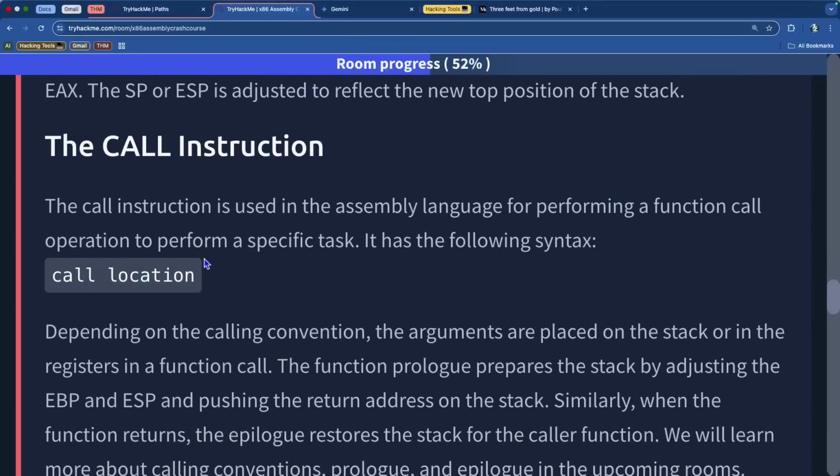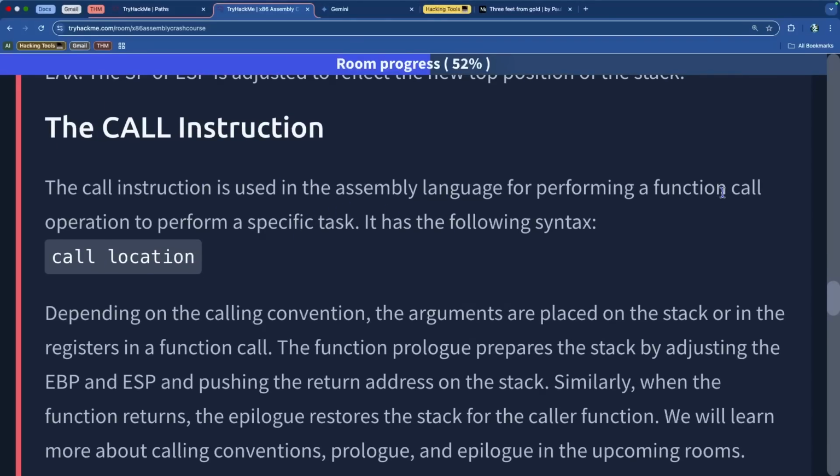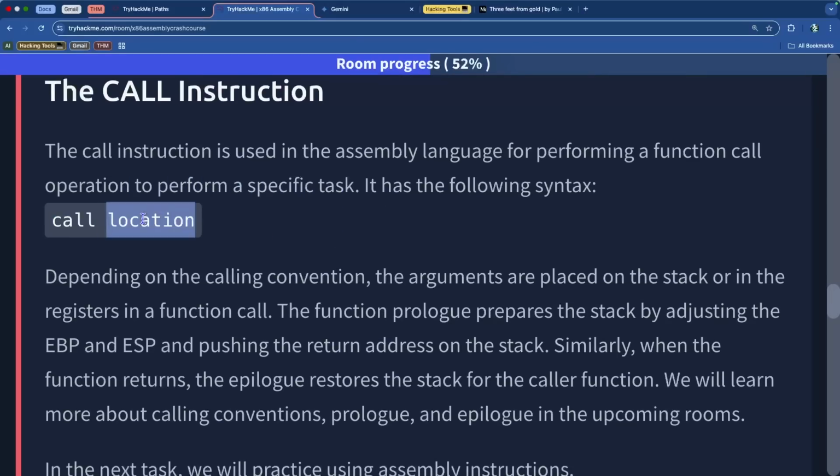The call instruction is used in the assembly language for performing a function call operation to perform a specific task, and it has the call location.